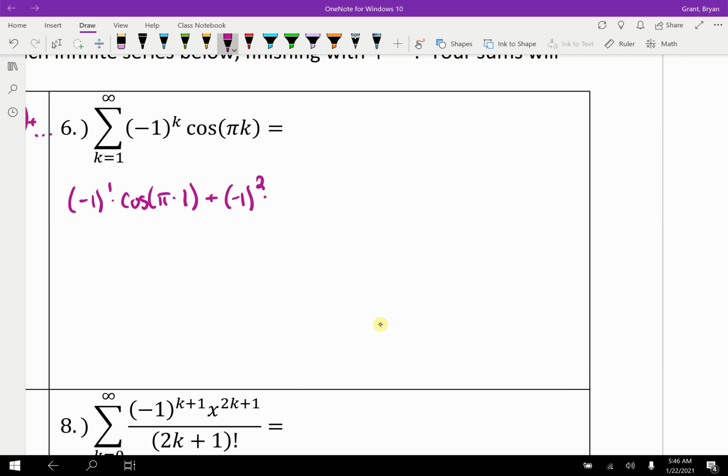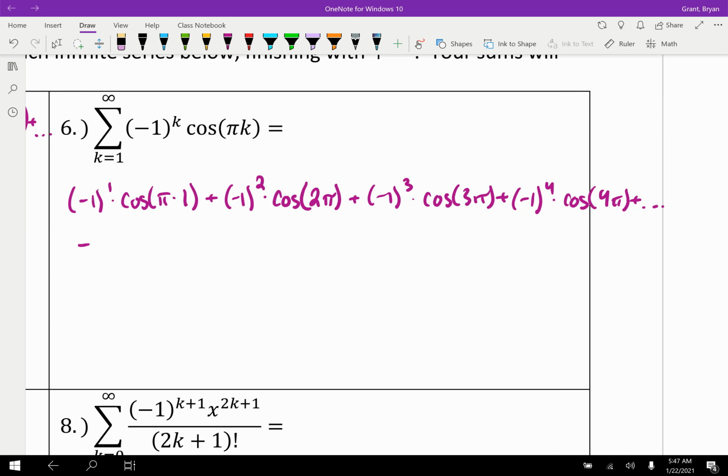So negative 1 squared cosine of, instead of pi times 2, I'm going to write that as 2 pi. I think we're more used to seeing it that way. Negative 1 cubed times cosine of 3 pi. One more term. Negative 1 to the 4th cosine of 4 pi plus dot, dot, dot. And then simplifying down a bit, any negative 1 to an odd power is going to stay negative 1, so that'll stay negative. Okay, and any negative 1 to an even power, negative times a negative, will become a positive. So I'm just going to put those out there right now.